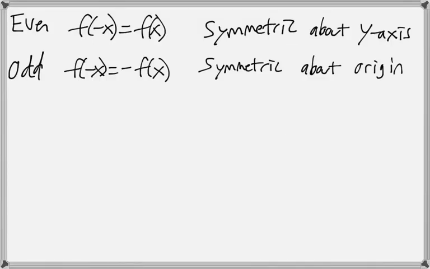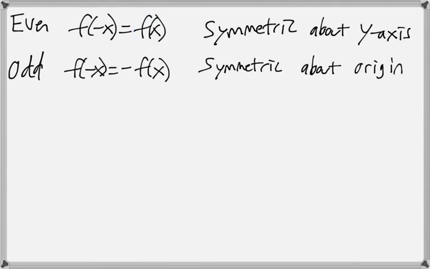Another topic that's related to transformations are even and odd functions. These are ways of classifying functions depending on if you plug in a negative. So for even functions, if you plug in a negative x into the function, then you actually just get the original function back. The negative essentially finds a way to cancel itself out, and you're just left with the original function.